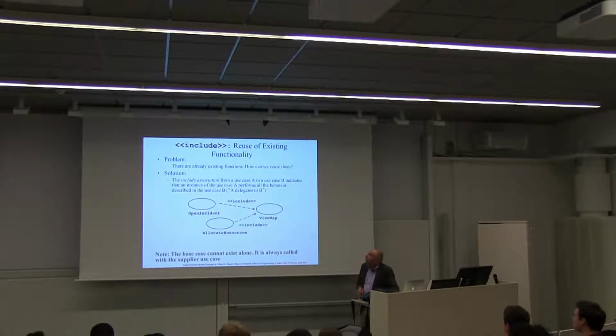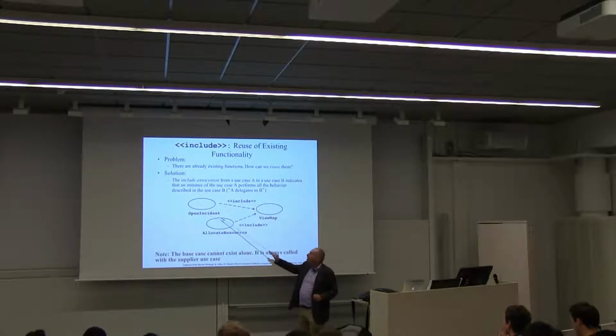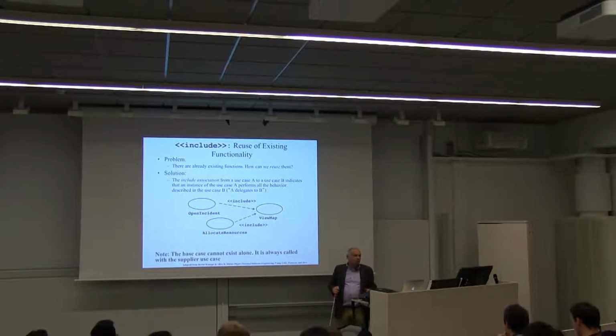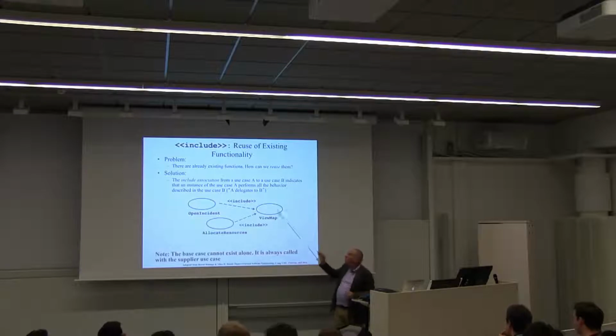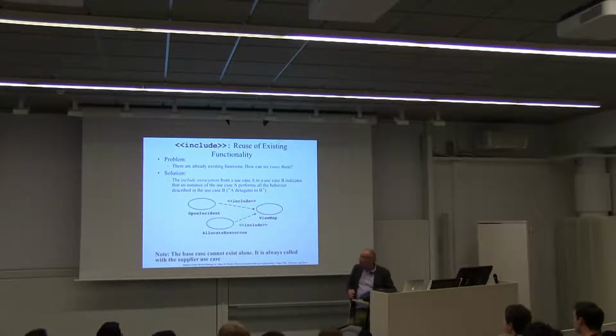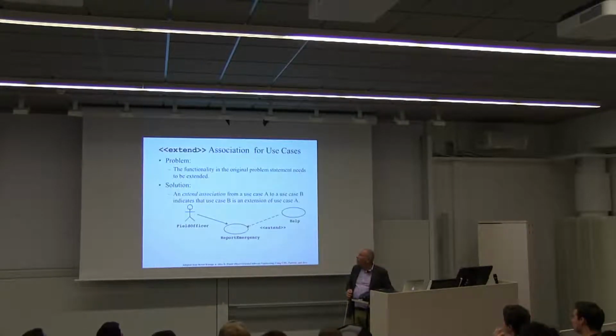And for usage of include, there are existing functions and how we can reuse them. For example, in this case, we have different use cases, open incident and allocate resources, but they both can use view map. Otherwise, you can put this flow of events inside each of these cases. But I believe it is very clear. Extend: something happens that is not related to the normal flow of operation. For example, somebody would like to call help for the system. Okay?